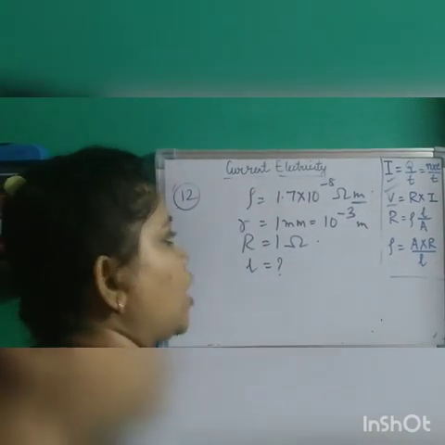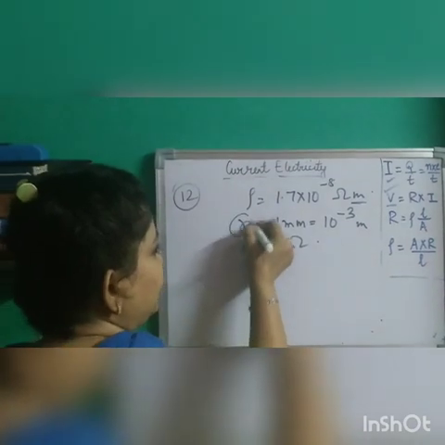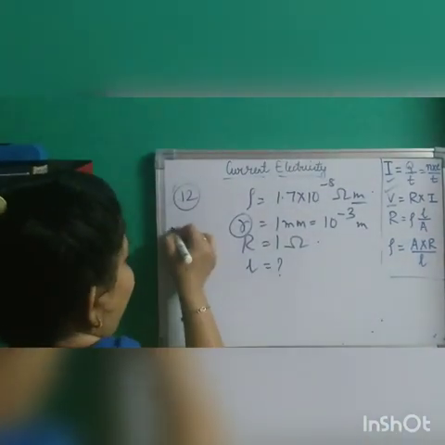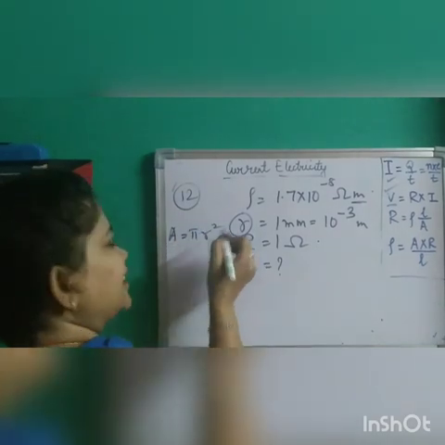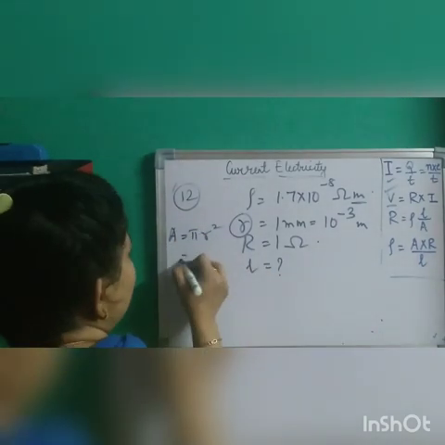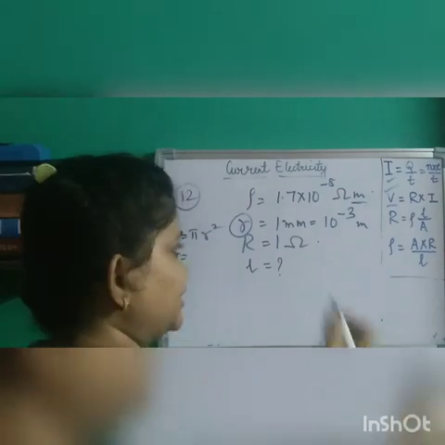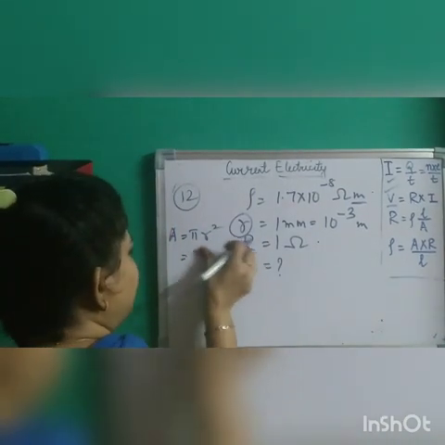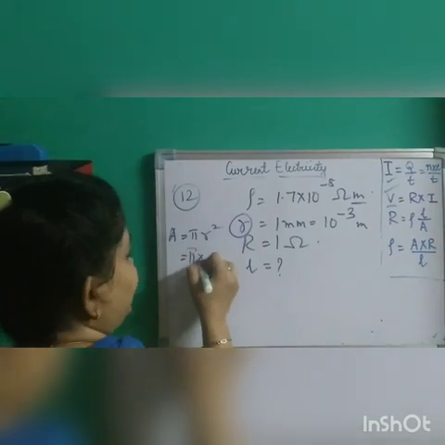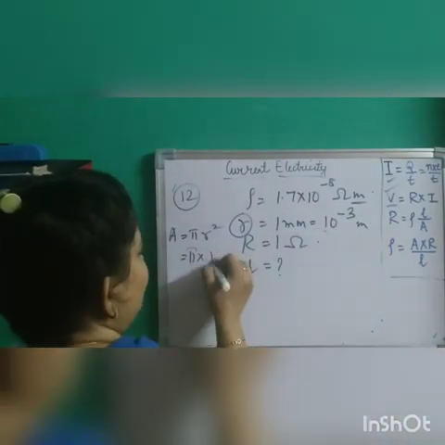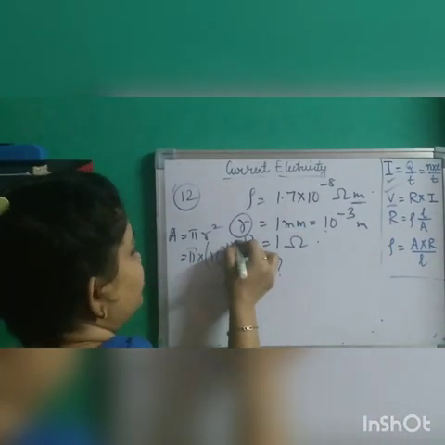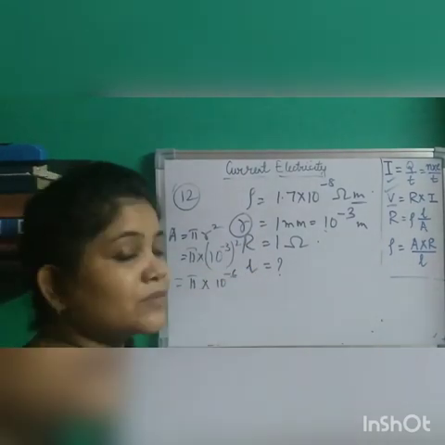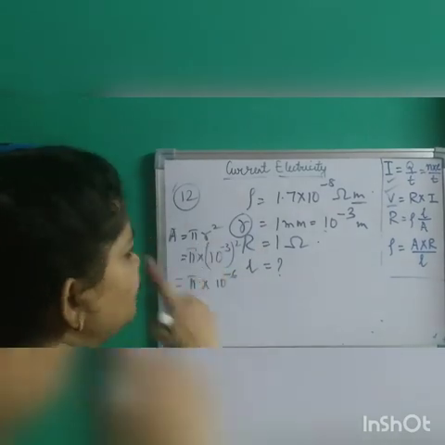Now to find out L, first let us find out the area. A is nothing but pi r square. Keep pi as it is, afterwards you can put the value of pi. So it is pi into 10 to the power of minus 3 whole square. 10 to the power of minus 3 whole square is nothing but pi into 10 to the power of minus 6. So we have got the area.